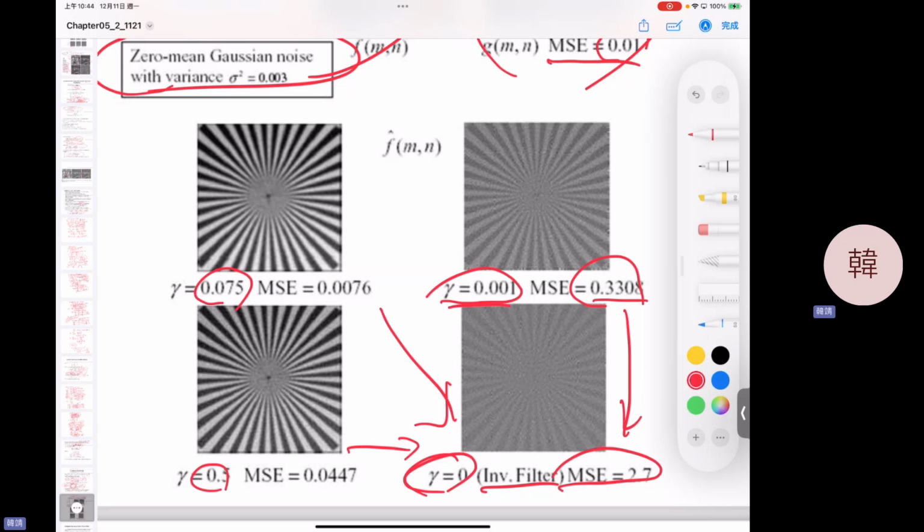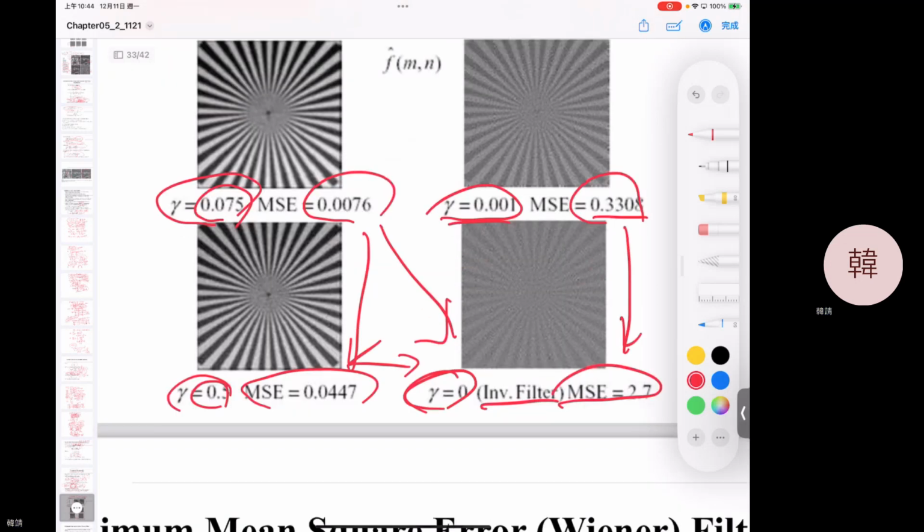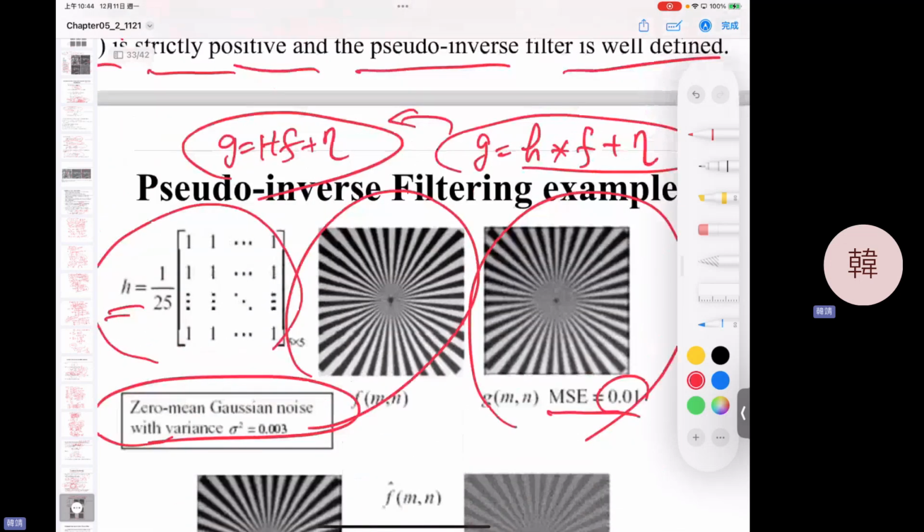So you are going to increase the gamma coefficient here. And if you increase it too much, actually it doesn't help. Sometimes, if you keep increasing gamma, the mean square error becomes lower, because there is some balance between noise removal and blur function removal. So you have to do some trials for different gamma for your pseudo inverse filter. Is that okay? So it's the traditional way.